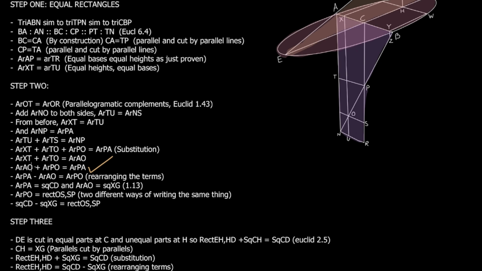And so we have, oh okay, I see what we're doing. All we've done is subtract AO on both sides. So instead of AO plus PO, it's just PO on one side. And on the other side, instead of PA, it's now PA minus AO.